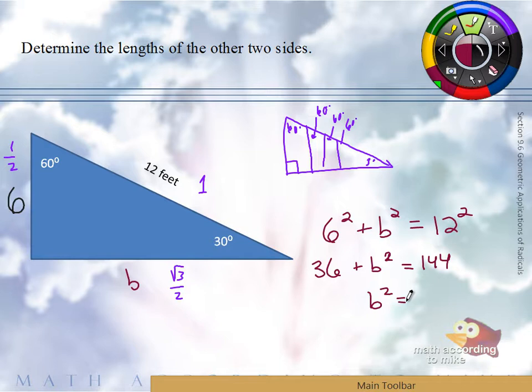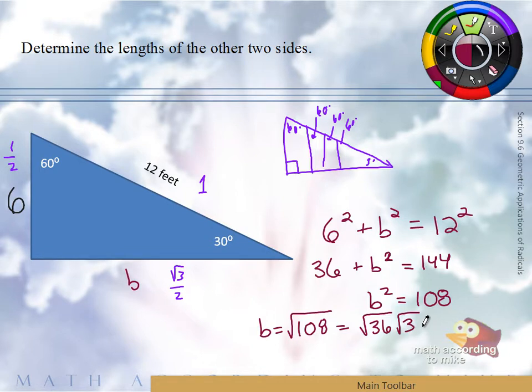108 is not a perfect square, but it contains a perfect square. It contains 36. 36 times what? Times 3. What is the square root of 36? 6. So our final answer is 6 square roots of 3.